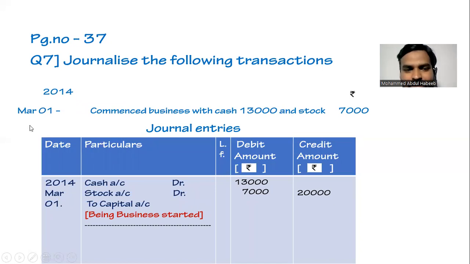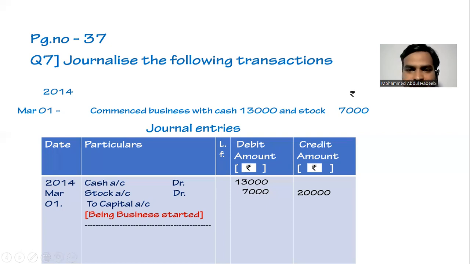And the first transaction is given on March 1st as commenced business with cash rupees 13,000 and stock worth rupees 7,000. So the heading will be taken as journal entries, and the format for journal entries is date, particulars, LF, which stands for ledger folio, debit amount rupees, credit amount rupees. Commenced business means the business has been started. So the owner of the business in this problem has invested cash worth rupees 13,000 and stock worth rupees 7,000.